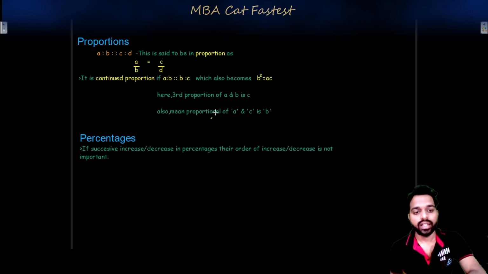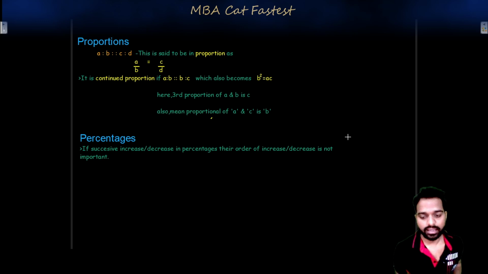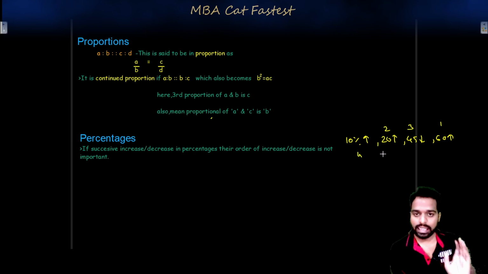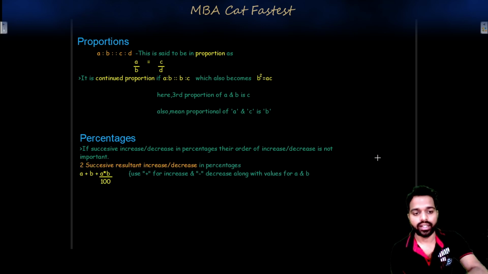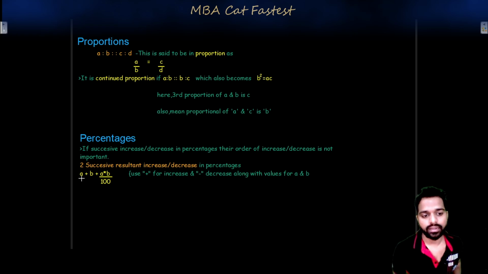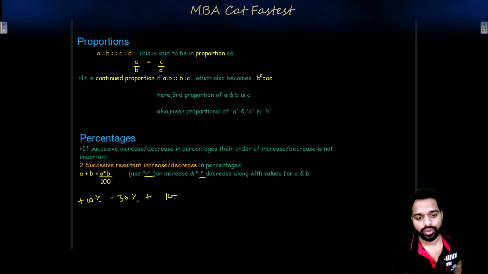Now percentages. If successive increase or decrease in percentages is there, the order of increase or decrease does not matter. Let's say you have to calculate a 10% increase, 20% increase, 45% decrease, and then 60% increase. You can calculate first this, second this, third this, fourth this. The order won't matter. The result remains the same while calculating successive percentages. For two percentages available in your hand, let's say 10% increase and 30% decrease, you can put the values in here, but remember to use plus and minus signs accordingly. If there is an increase, remember to add a plus sign. If there is a decrease, remember to add a minus sign, and then you solve it, you will have directly the resultant of the percentages available in your hand.